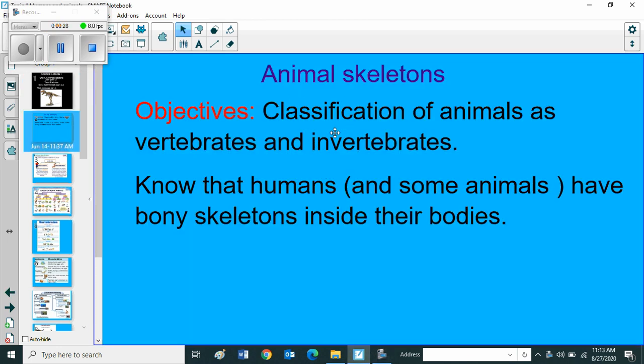Our lesson objectives: classification of animals as vertebrates and invertebrates. Know that humans and some animals have bony skeletons inside their bodies.